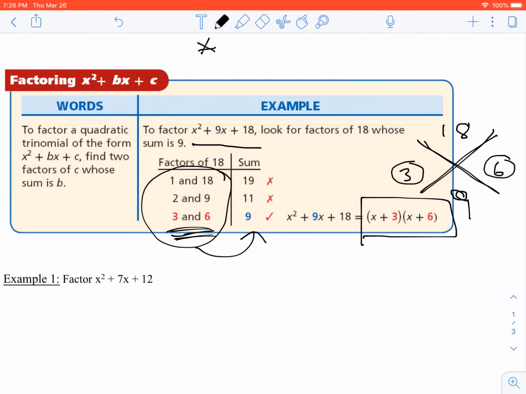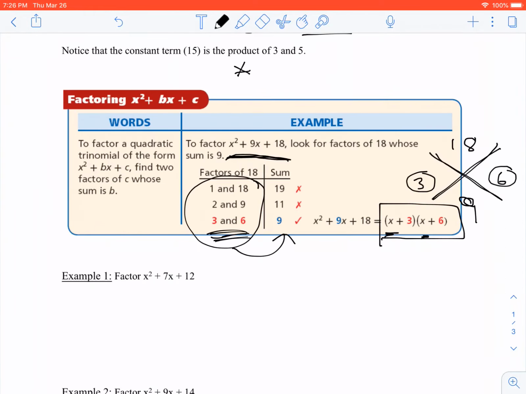Because remember, guys, when we multiply x times x, we're only going to get x squared. So if you see something that has to be factored, like in this case, x squared plus 9x plus 18, you know there has to be an x first and an x first, because it's the only way you can get just a plain x squared when you're multiplying two things. Okay, so let's take a look at another example.